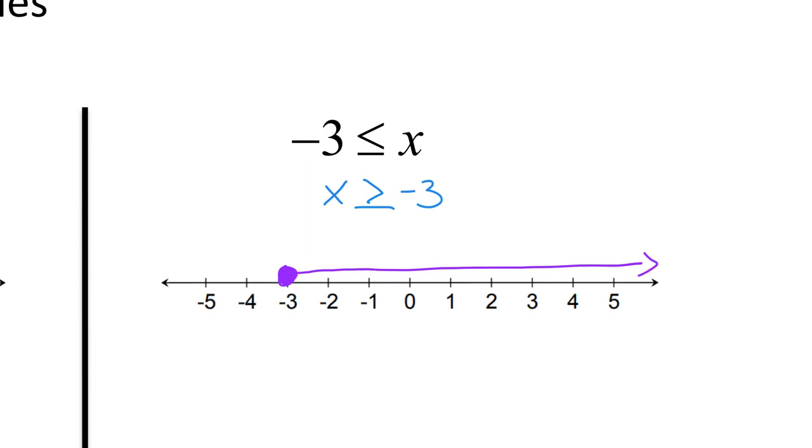So it means negative 2 right here, if you plug it in, negative 2 is greater than or equal to negative 3, true. 0 is greater than or equal to negative 3, true. 4 is greater than or equal to negative 3, true. 5, true. If you plug in a negative 3, negative 3 is greater than or equal to negative 3, true. It's not greater than, but it is equal to negative 3. So that's why we need a closed circle, because we're saying that this number, negative 3, works for the inequality.